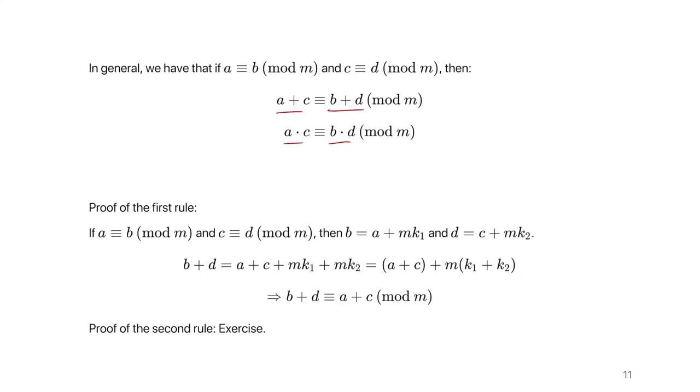Okay, and here we have a proof of the first rule. So here's the proof of the addition one. Prove that if A and B are equivalent and C and D are equivalent, then B plus D is equivalent to A plus C. That's sort of what we did. We said, well, if A is equivalent to B, then I can say B is A plus some scalar multiple of M. That's what I'm saying here. If A and B are equivalent, mod M, I can say B is A plus some scalar multiple of M.